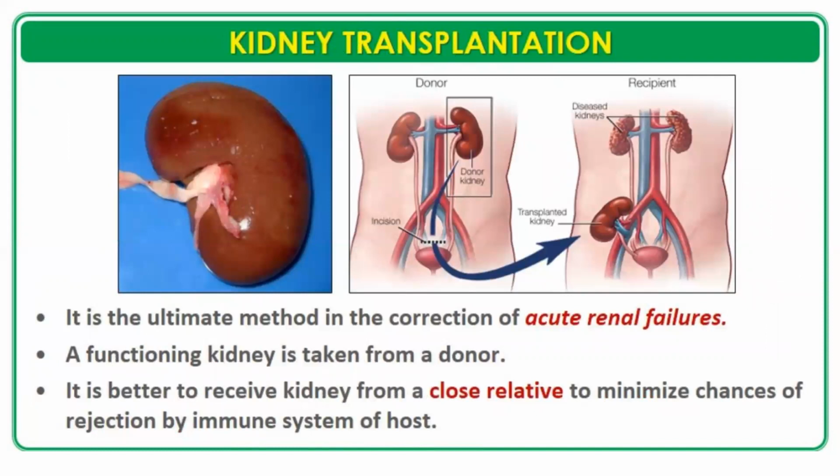The last one is kidney transplantation. It is the ultimate method in the correction of acute renal failure. A functioning kidney is taken from the donor. It is better to receive a kidney from a close relative, so as to minimize chances of rejection by the immune system of the host.